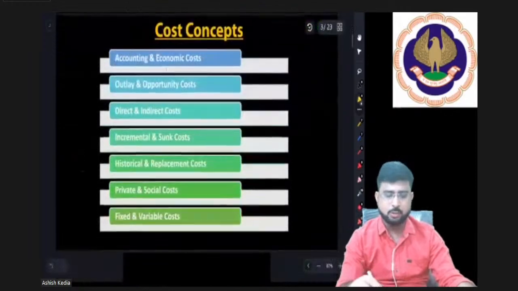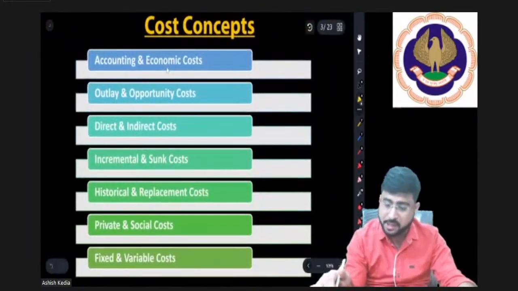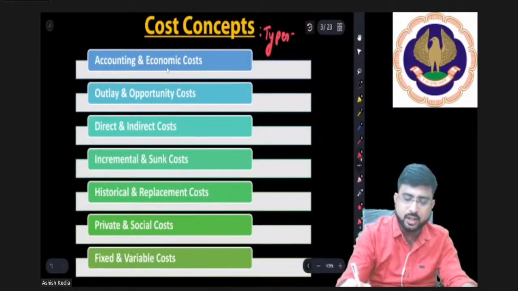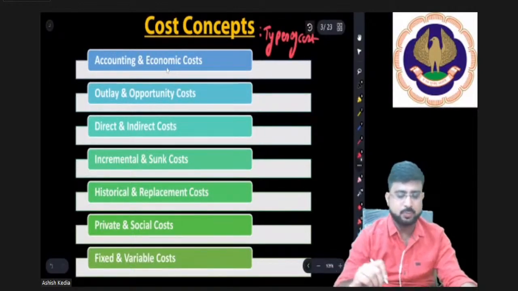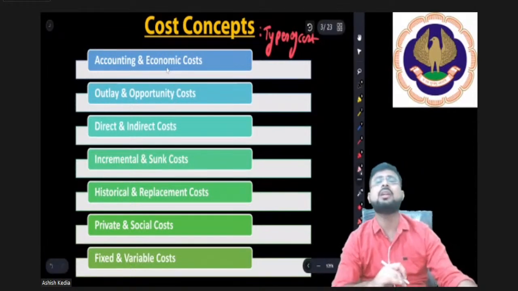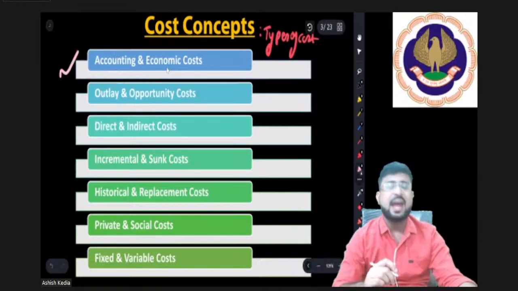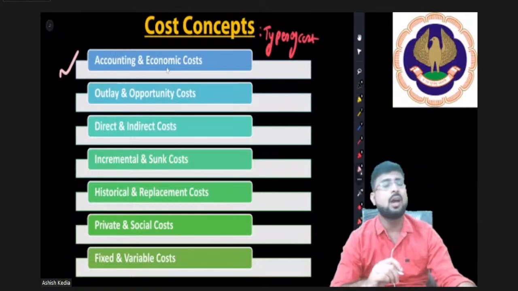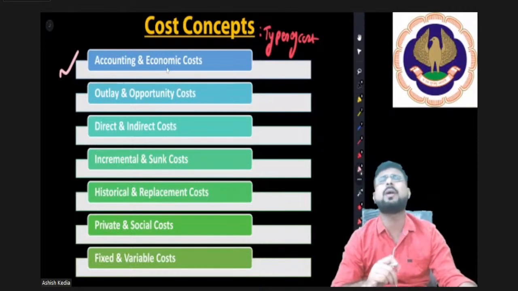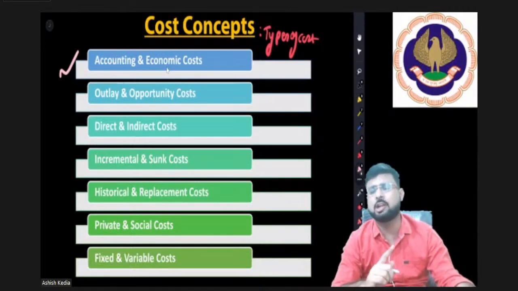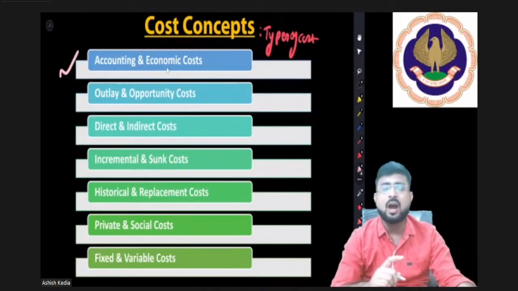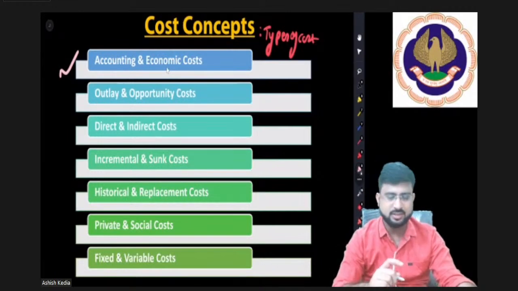These are the different cost concepts, or types of cost as we call it, that we need to remember. I'll explain each one of them, so don't you worry. The first one, as you can clearly see, is accounting and economic cost. Everybody in the chat box, what are we doing today? Accounting and economic cost.